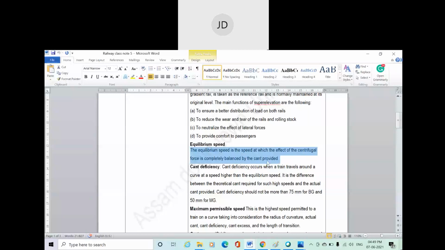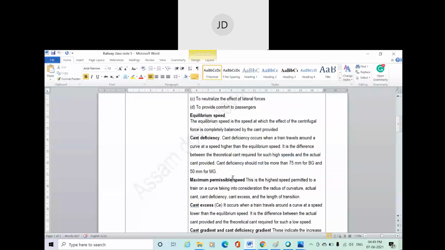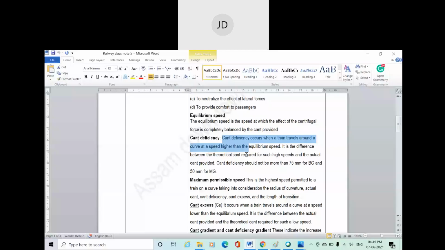Now we're going to discuss cant deficiency and cant excess. Basically, what is cant deficiency? Deficiency means cant is provided less. You know, I think this is basic English. Cant excess means superelevation is provided more than required. Cant deficiency means cant is provided less than required. This is the main basic idea.